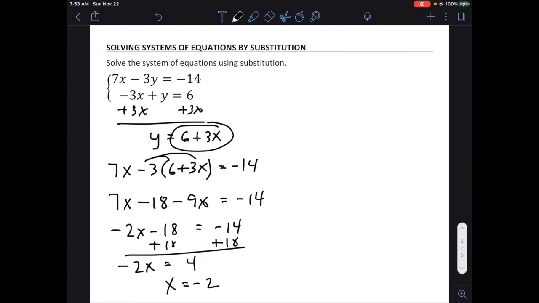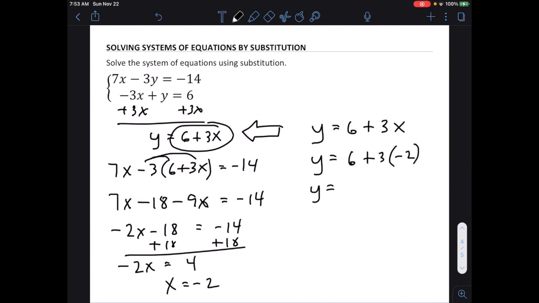All right, and then in this case, that x equals negative 2, we have now 3 choices. We can come back up here and plug that negative 2 into the first equation, the second one, or the one that we rearranged. And I'm going to suggest that we plug into the one that we rearranged right here, because the y is already by itself, and all we have to do is plug in that negative 2 and do a little simplifying. So I'm going to plug into that one, and so it's y equals 6 plus 3 times negative 2. So we have y equals 6 minus 6, or 0.